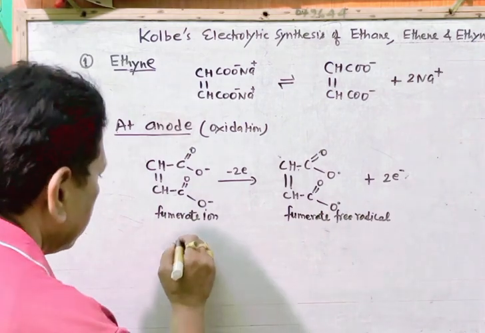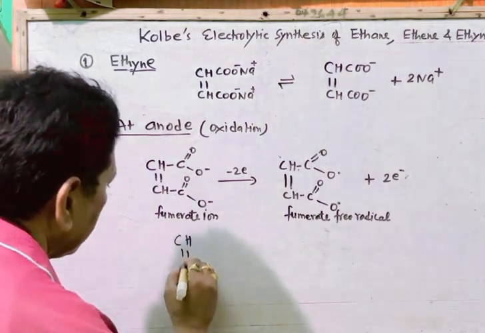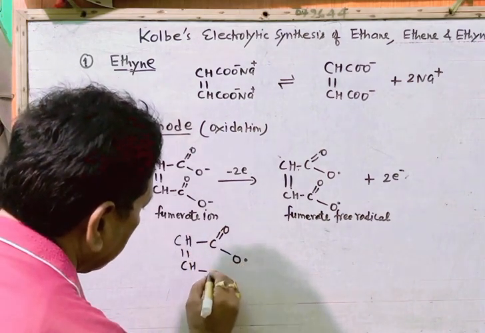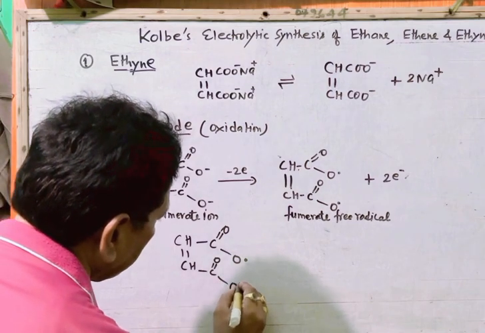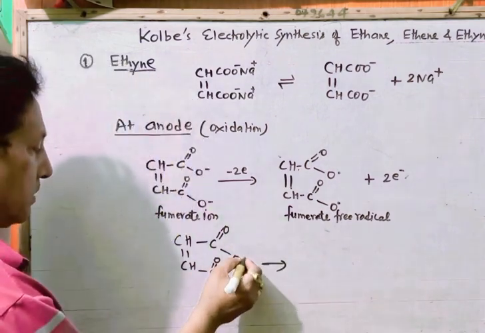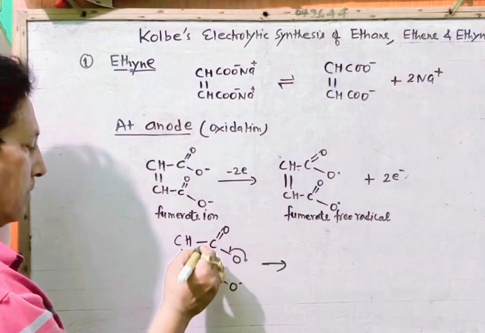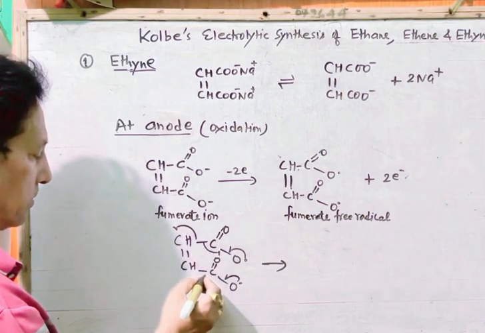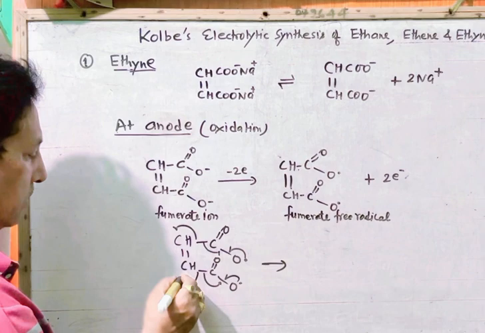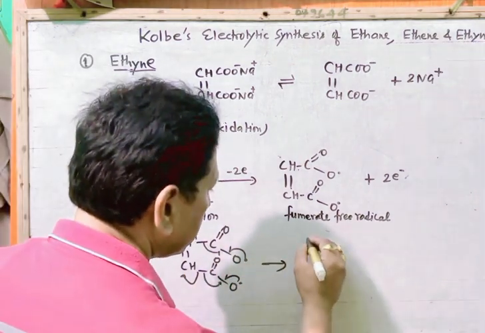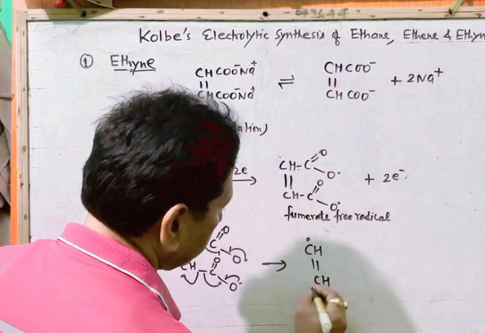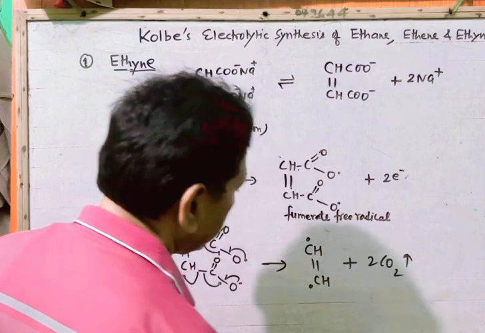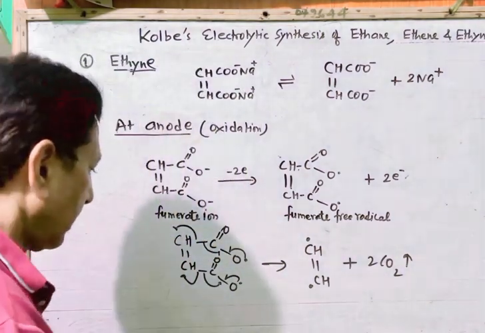And in the next step, this is the fumarate free radical. This electron comes here, and this also moves here. One electron goes to this terminal, and one electron here, one electron from here, and one electron goes here. You will get a carbon double bond carbon free radical plus two molecules of carbon dioxide liberated.